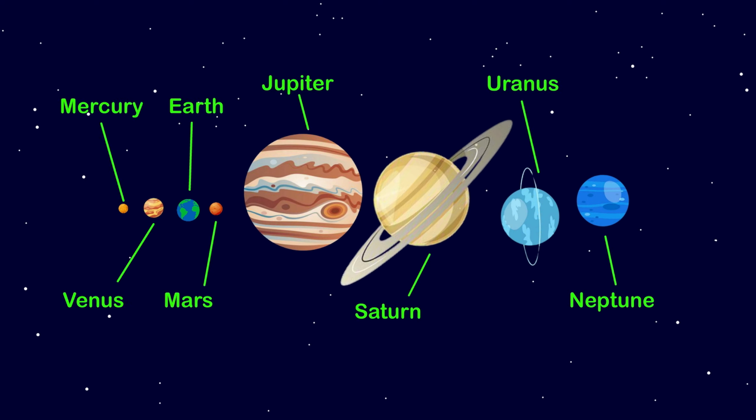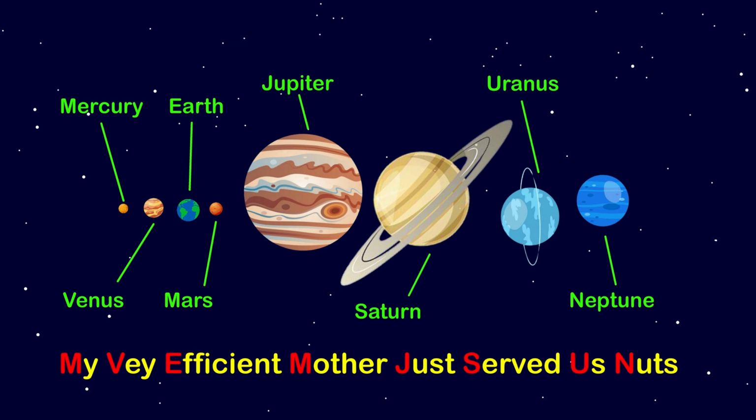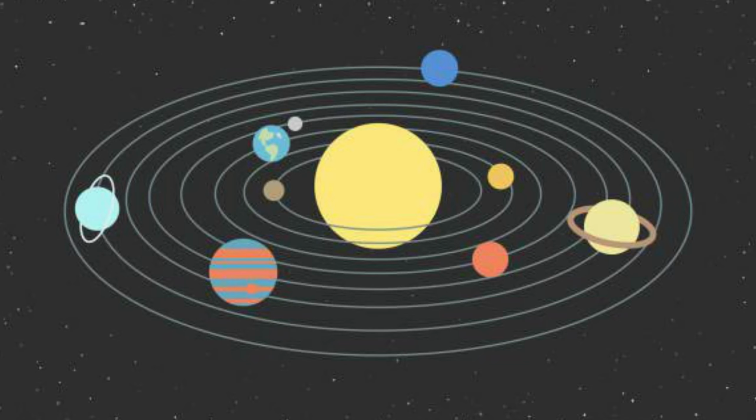The mnemonic for this to remember is, "My very efficient mother just served us nuts." It's a simple way to remember the names of the planets in order of their distance from the Sun. The solar system's 8 planets all follow set routes as they go around the Sun. These routes are extended. They are known as orbits.